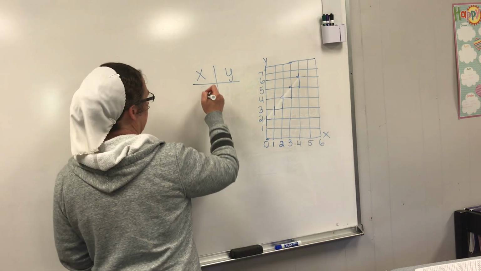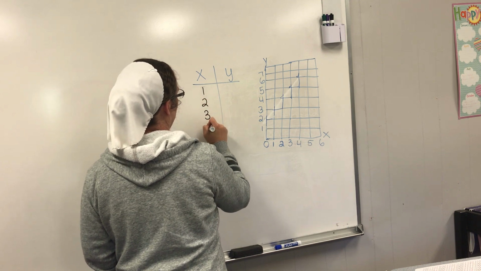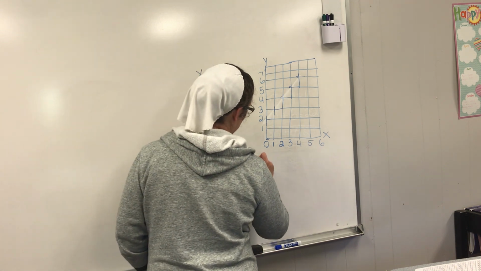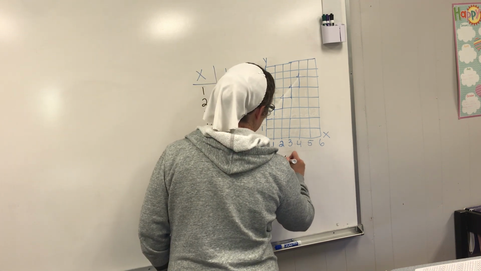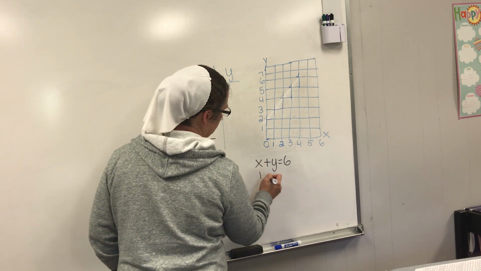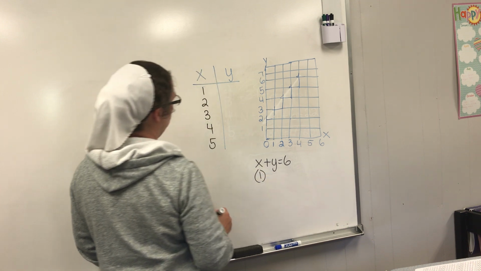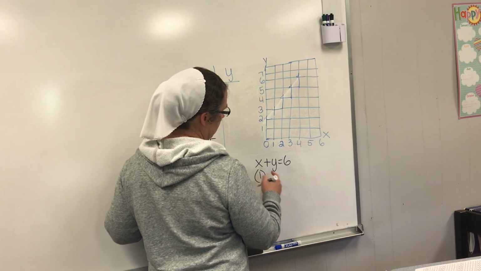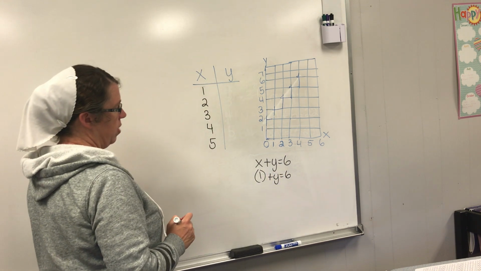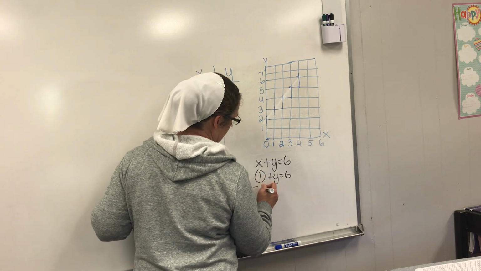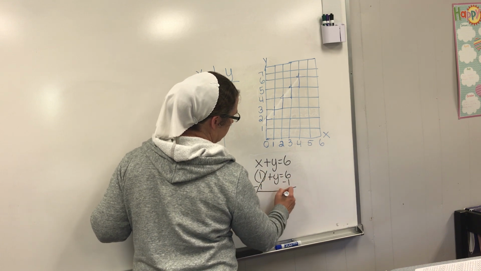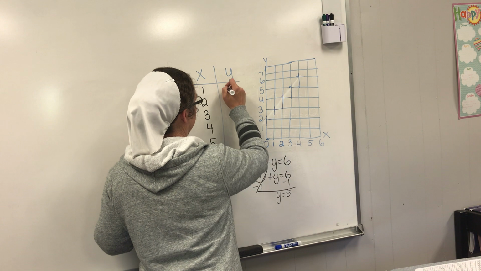So let's say our x is 1, 2, 3, 4, and 5. And our equation is x plus y equals 6. All right, x plus y equals 6. So if our x is 1, we'll put that there. What would y be? 1 plus y equals 6. Now we have to solve for y, and we would take a negative 1 to both sides. This crosses out, y equals a positive 5.